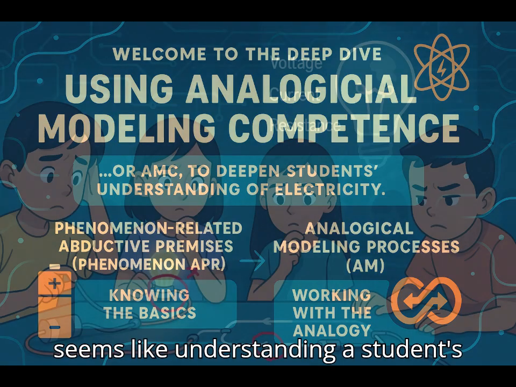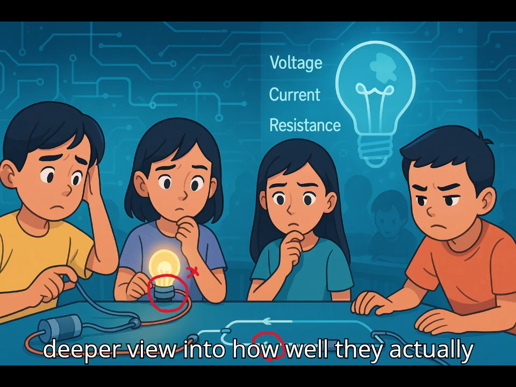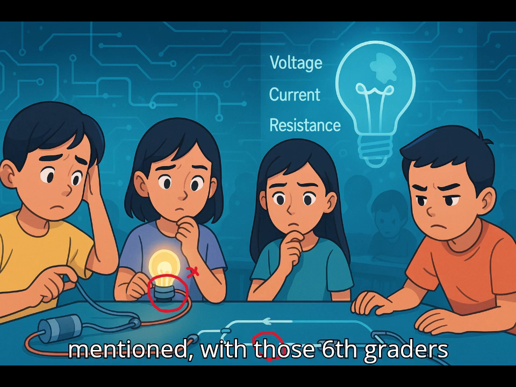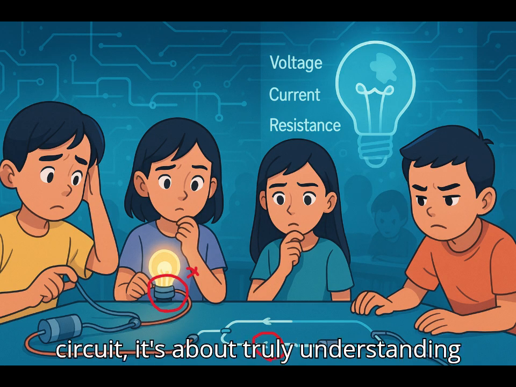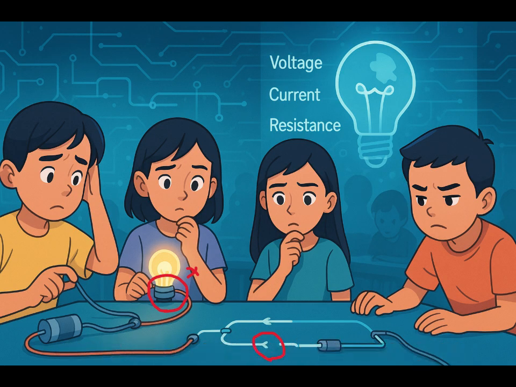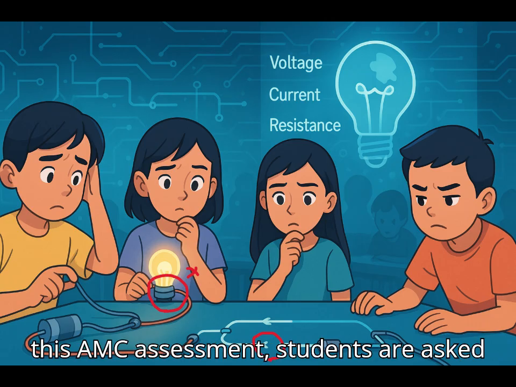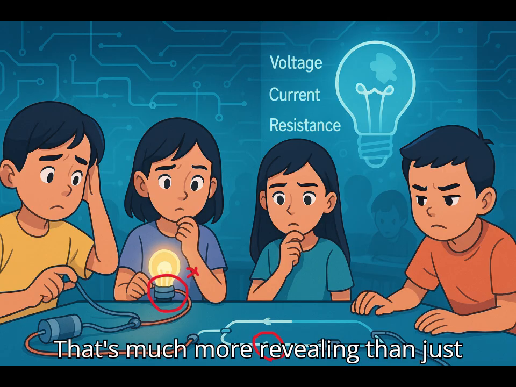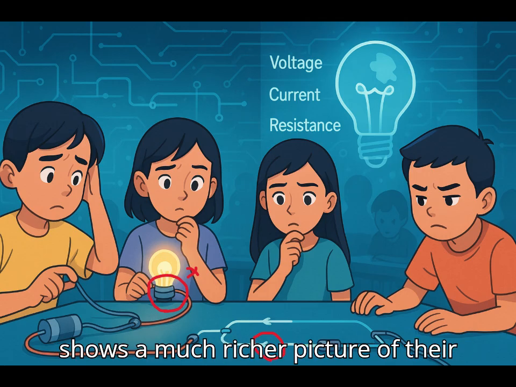And it seems like understanding a student's AMC can give teachers this much deeper view into how well they actually grasp a scientific idea. Like you mentioned with those sixth graders learning about electricity, it's not just about knowing the definition of a circuit, it's about truly understanding how it works. You got it. Because with this AMC assessment, students are asked to create their own analogies, right? That's much more revealing than just answering multiple choice questions. It shows a much richer picture of their understanding.